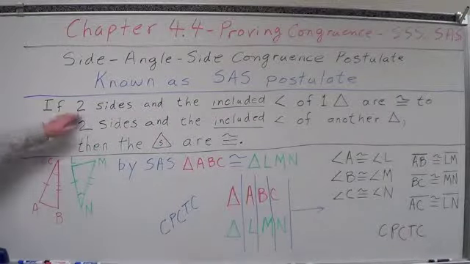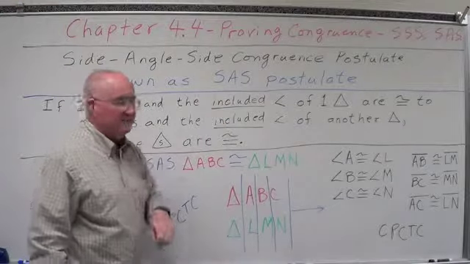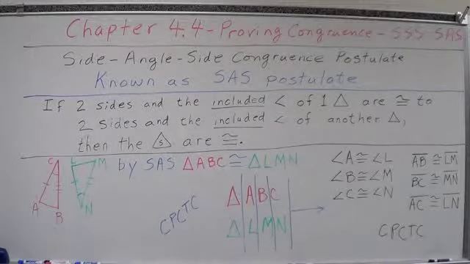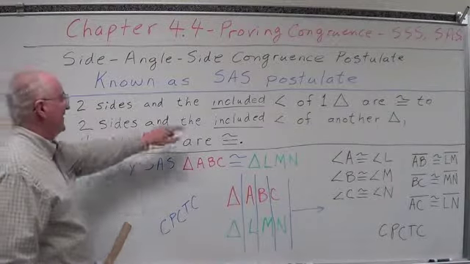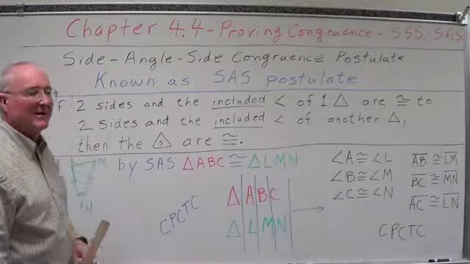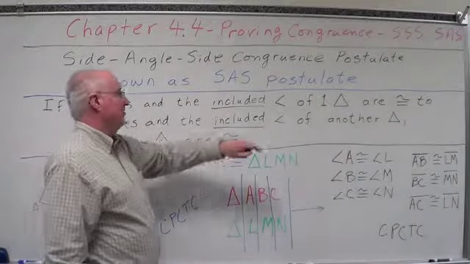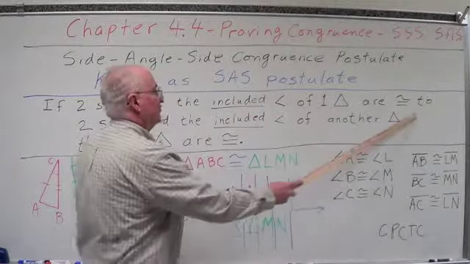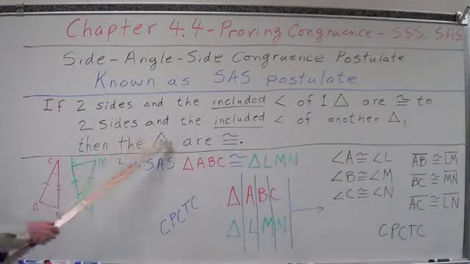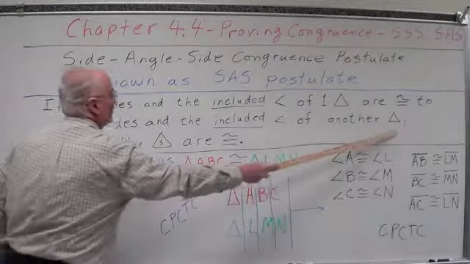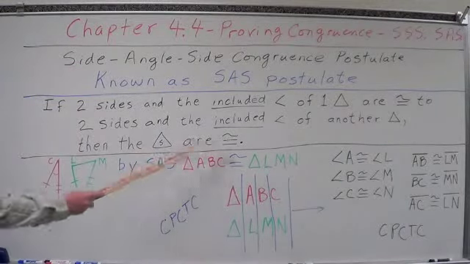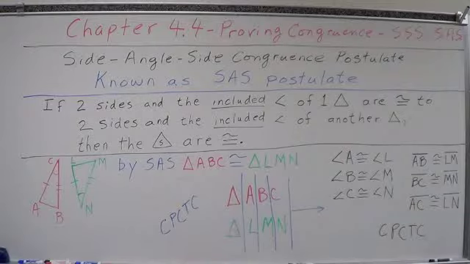Here's the statement. If two sides and the included, what does included mean? Whatever is between the other things we're talking about. So we're talking about two sides and the included angle, an angle that is between the two sides. So if two sides and the included angle of one triangle are congruent to two sides and the included angle of another triangle, then the triangles are congruent. Okay? We'll look at some proofs here in just a minute.